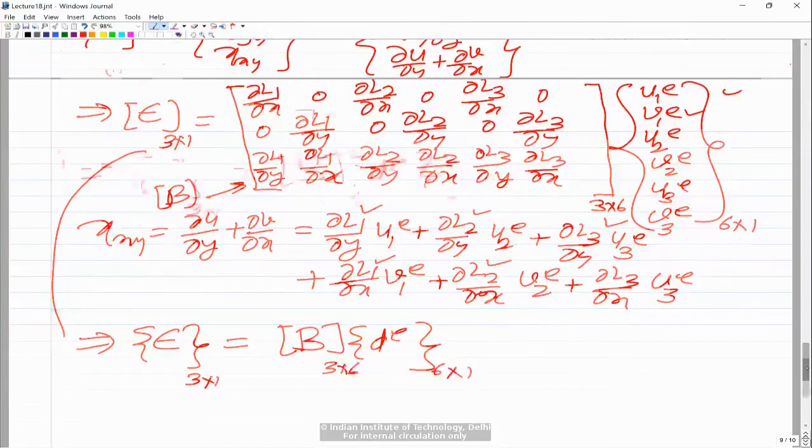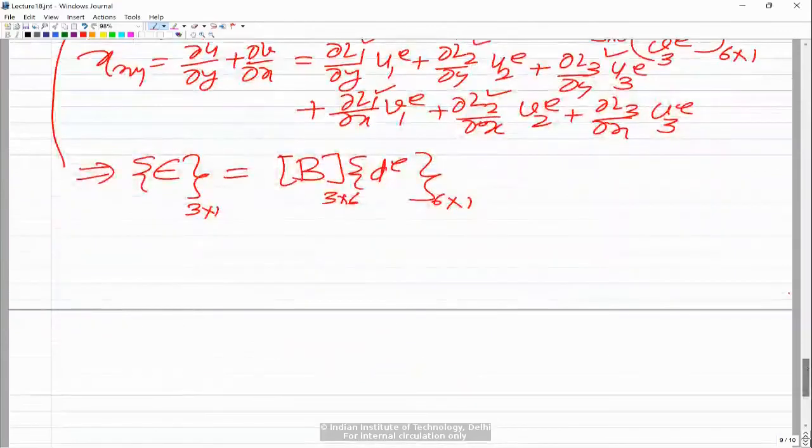And you will see here that when you look at B, the derivatives of these coordinates we have already written. So if you look at now B, the derivatives are of the shape functions. So let me write B.